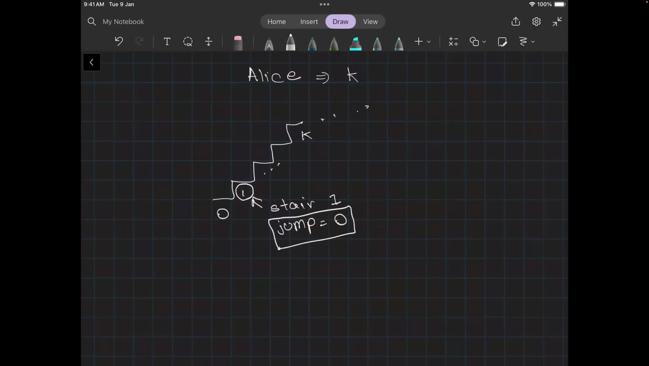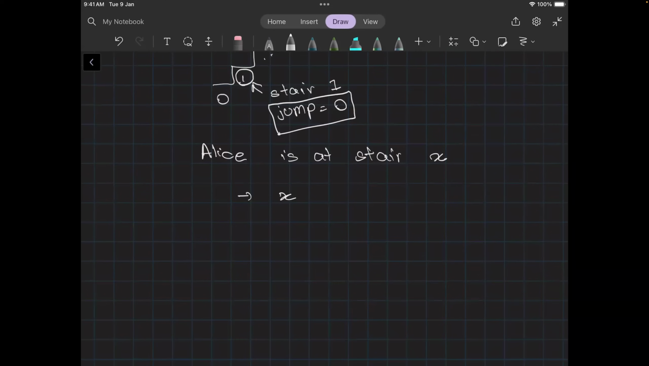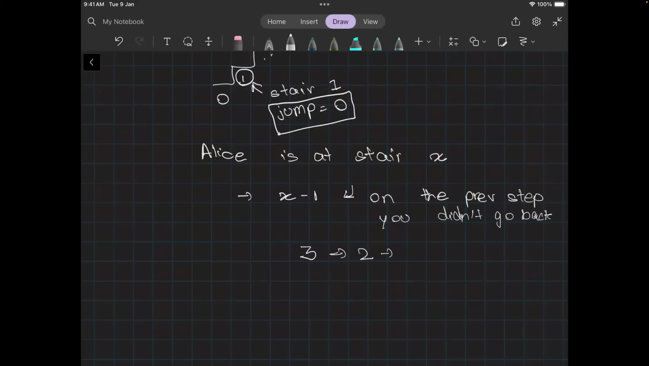Now, let's say Alice is at a particular stair, stair X. What choices does Alice have? Either Alice can go to stair X minus 1. Alice can only do this if on the previous step you didn't go back. Basically, if Alice is on step 3 and she went to step 2 right now, in the next step she cannot go back to 1. So if on the previous step you went back, then currently you cannot go back. Make sense? Great.